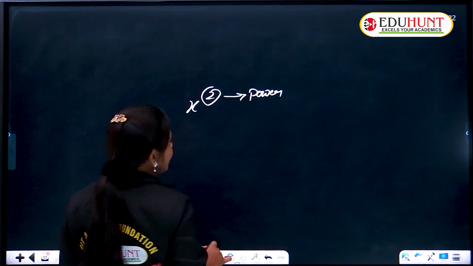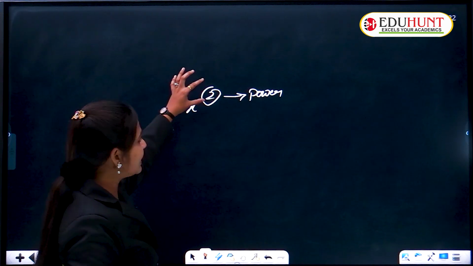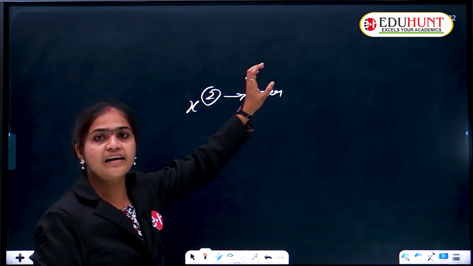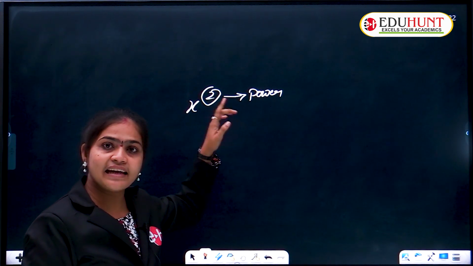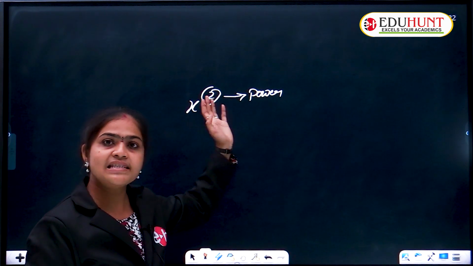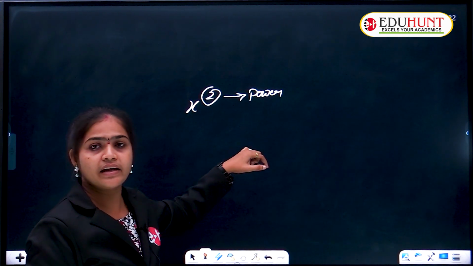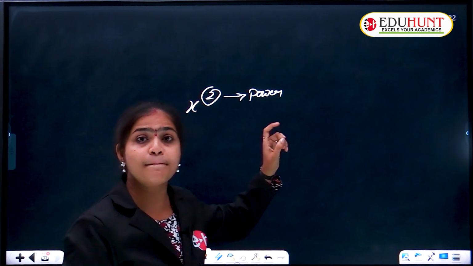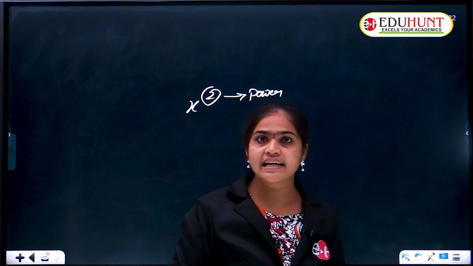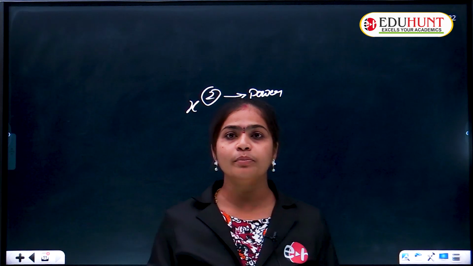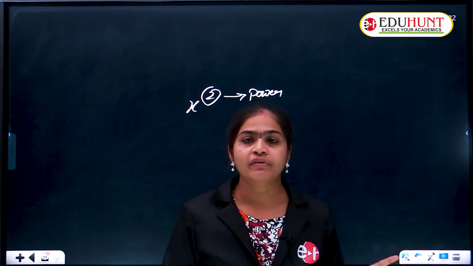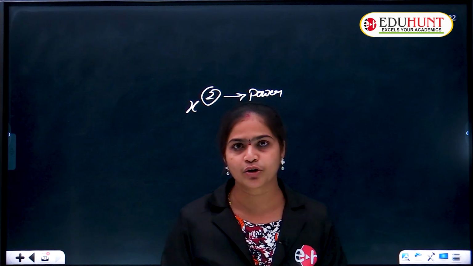If an expression contains only positive powers, then we say it is a polynomial. If it contains negative powers along with positive powers, then we say those expressions are multinomials. So every polynomial is a multinomial, but every multinomial need not be a polynomial. We will discuss that in the algebra concept.